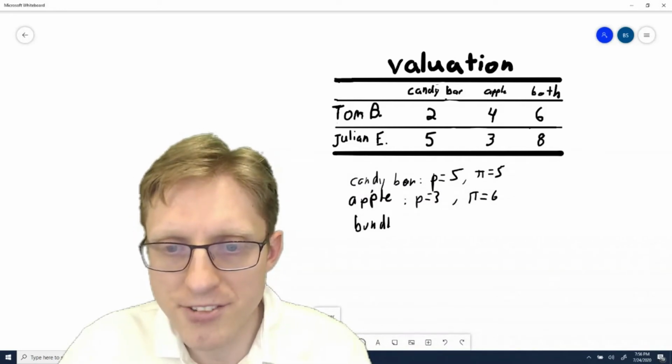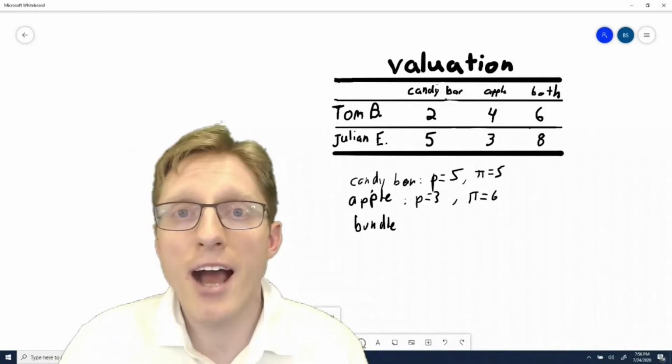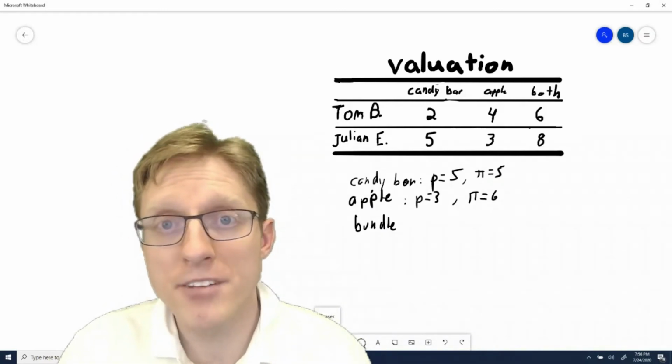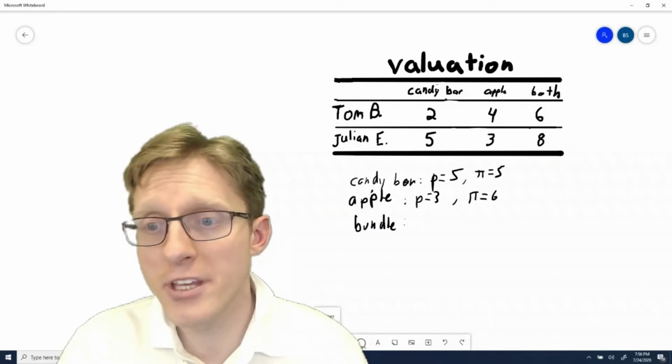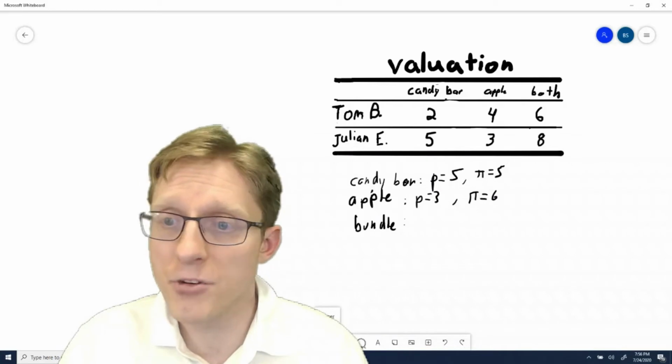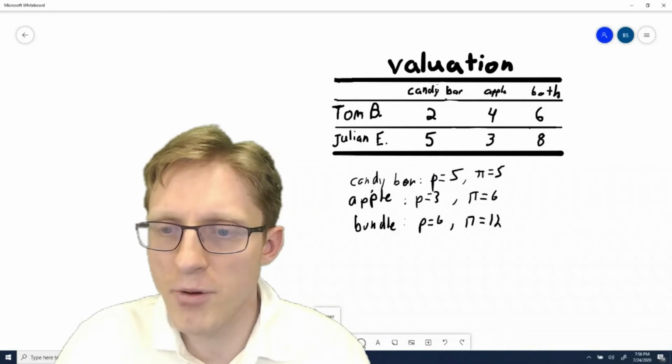Suppose that you didn't sell these products separately, but only sold the bundle to consumers. You could either sell the bundle to both of them at a price of $6, and that would earn $12 in profits. If you tried to just sell to Julian, the profits will be a little lower, $8. So clearly we should set a price equal to $6, and that yields $12 in profits from the bundle.